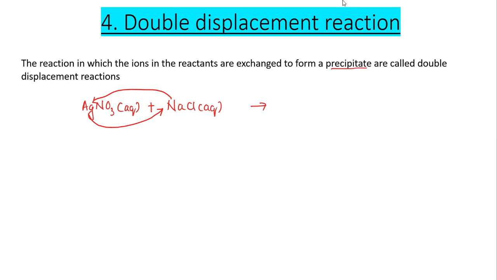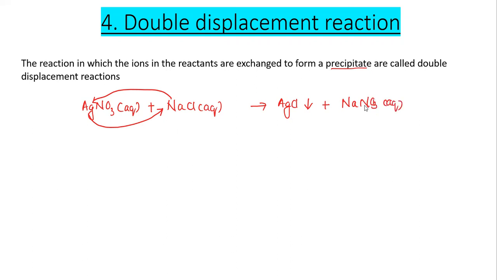Okay, here when they will exchange their ions, what is the product formed? AgCl plus NaNO3. Here down arrow is, that means this is a precipitate. Silver chloride is the precipitate formed. Plus now sodium will take the place of silver. So the product formed is NaNO3.